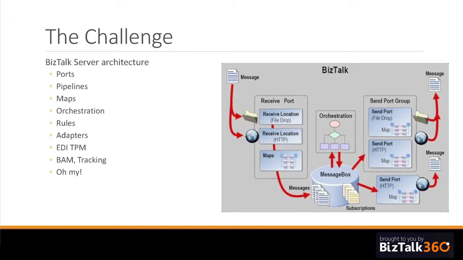It shows the classic model with a message box in the middle, the center of the universe. Messages come in through ports and adapters, through pipelines, and then they get published into this message box, and then subscriptions off of that, whether it's a send port to send messages out through another adapter in the pipeline, or whether it goes to orchestration. It's a not complete, but certainly fairly comprehensive list of all the different artifacts you can have in BizTalk Server.